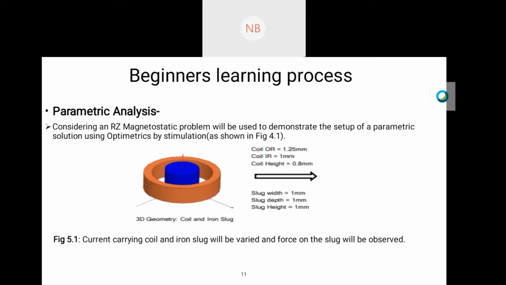space variables. So here I have considered a current carrying coil, and a dimensional length of the iron slug will be varied, and the force on the slug will be observed. First, I started with assigning the materials. For the coil I have assigned the material copper, and for the slug I have assigned the material steel.